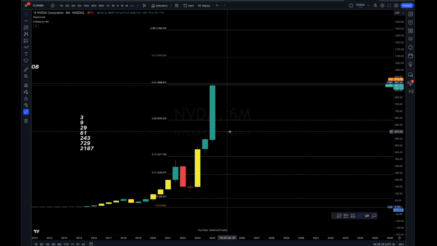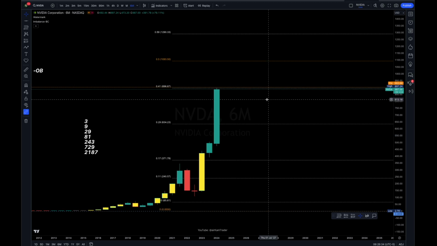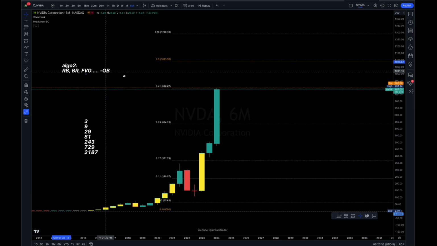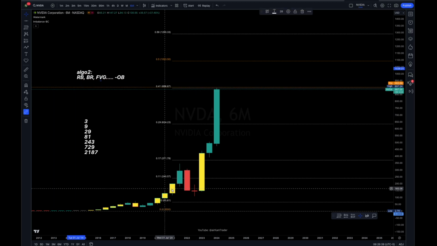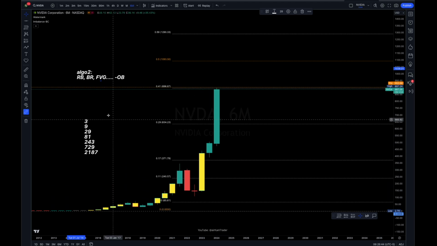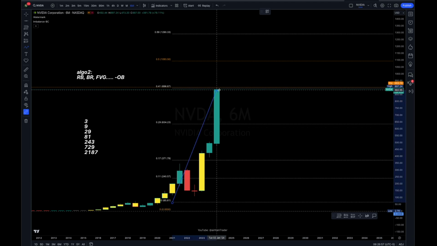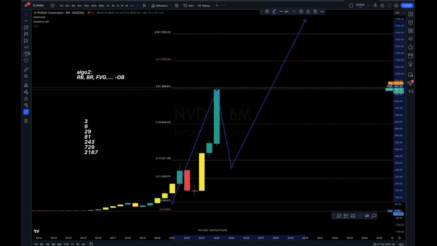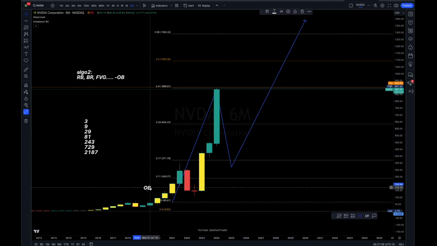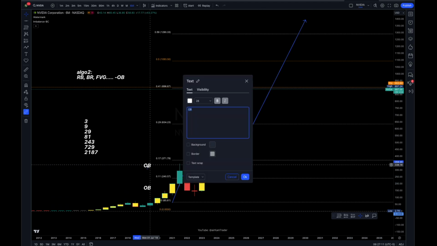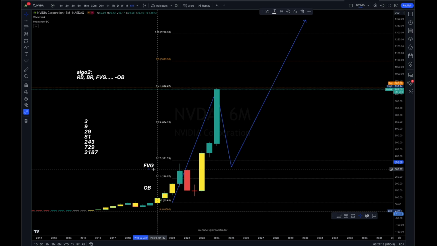If you are still bullish on NVIDIA, where is the logical place to take trades, knowing that algo 2 goes rejection block, breaker, fair value gap? Okay, this is the breaker. Order block, fair value gap, liquidity void, breaker. This will be your logical trade. Now, I'm not saying price is going to give us that, but there's a lot of time for a retracement.